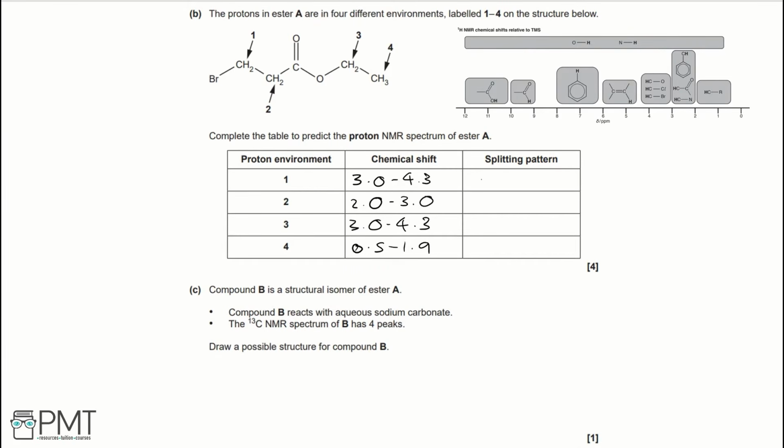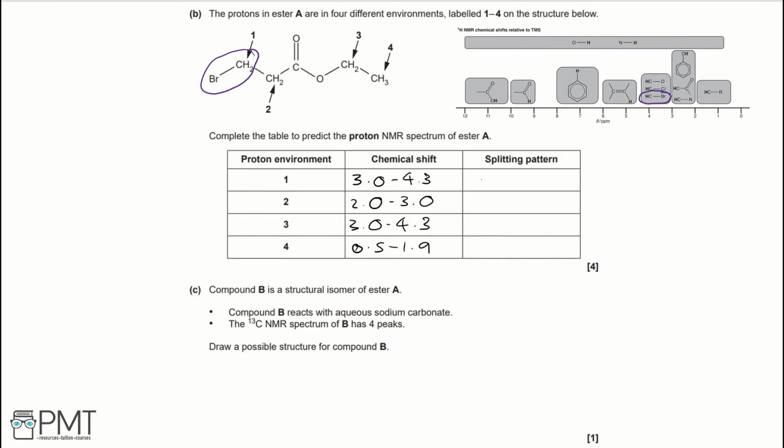So here I've got a picture of the proton NMR spectrum from our data sheet that you get given in the exam. So if we look at our first proton environment, we have our CH2 group connected to a Br group. So then looking at the data sheet, we would be looking at our CH-Br group. And we can see that this falls between 3.0 and 4.3 on our proton NMR chemical shift values, which is what we've written in the table.